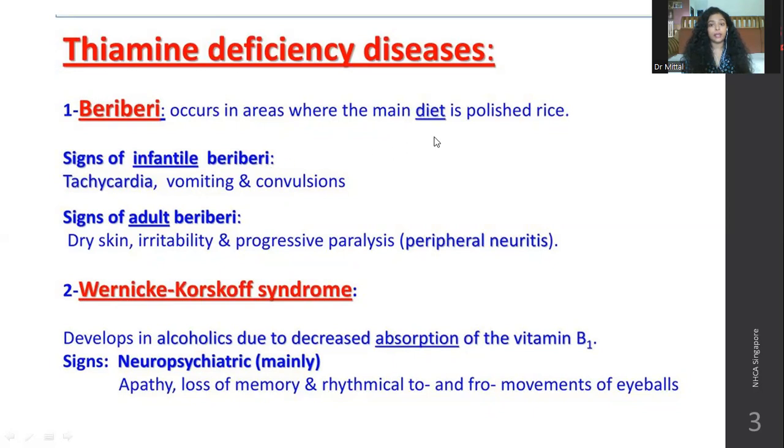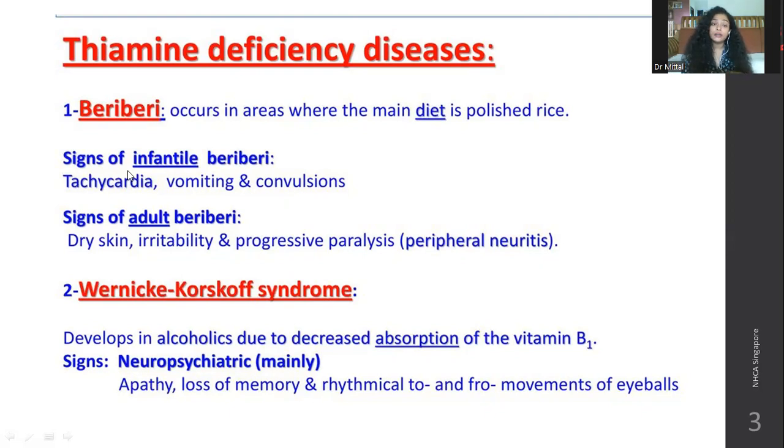Where polished rice is the main diet, beriberi happens more frequently. The types are infantile beriberi, adult beriberi, and apart from that, wet beriberi and dry beriberi. Okay, we will see that as well. So infantile beriberi happens in small kids.